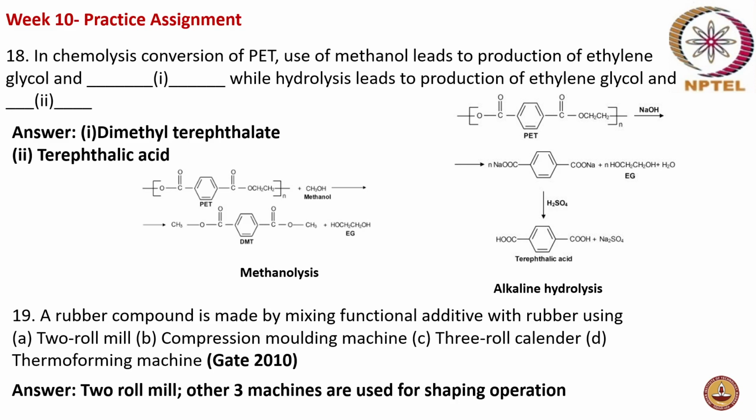Whereas compression molding, three-roll calender, and thermoforming machines are all shaping operation machines, while a two-roll mill is a mixing operation machine. This is how the two-roll mill looks. It will have two rolls, and the material is passed through the two rolls, through which the mixing happens.